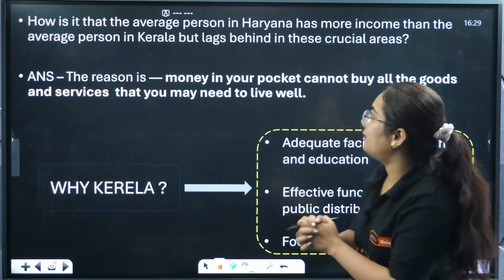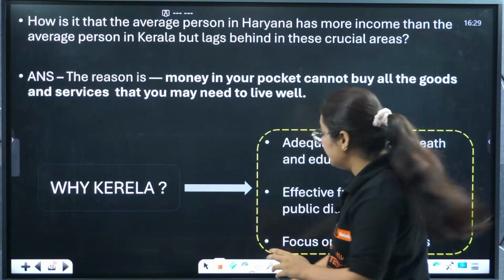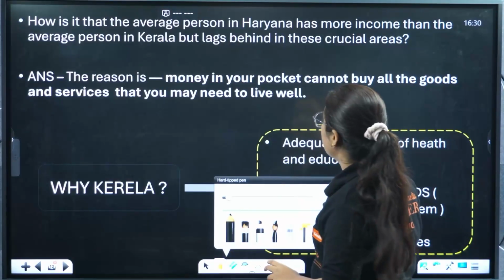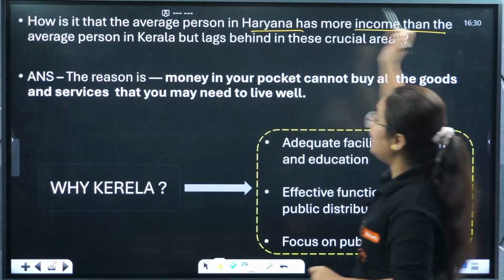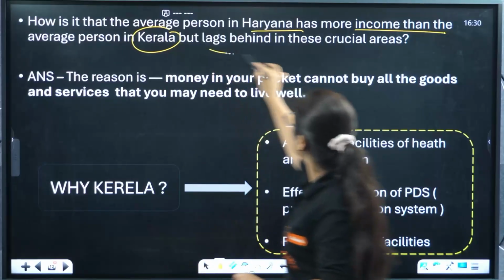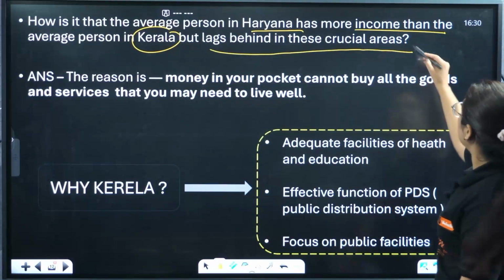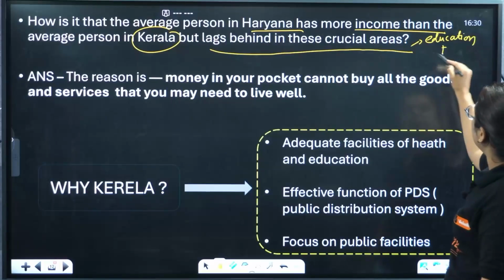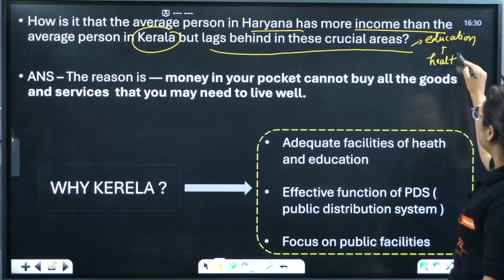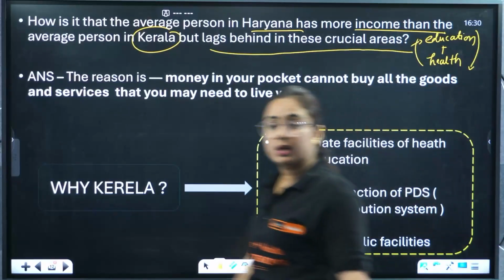Sure. Let's have a look. So how is it happening? How is it that the average person in Haryana has more income than that of Kerala, but lags behind in development in crucial areas? Those crucial areas are, first, education plus health. Why is it? Because they are not investing much in that. They are not working on that.